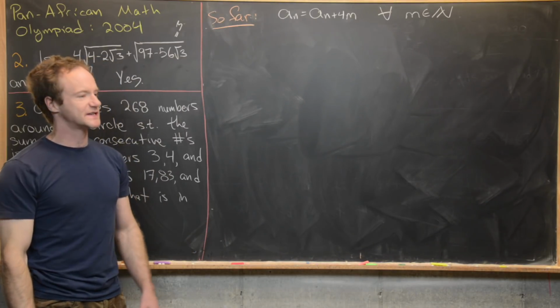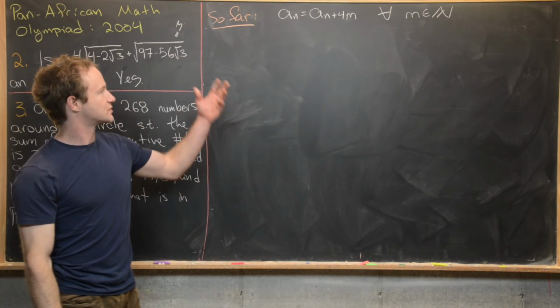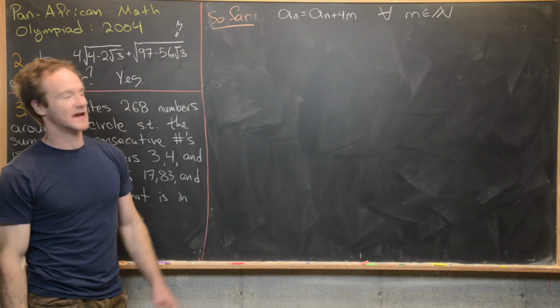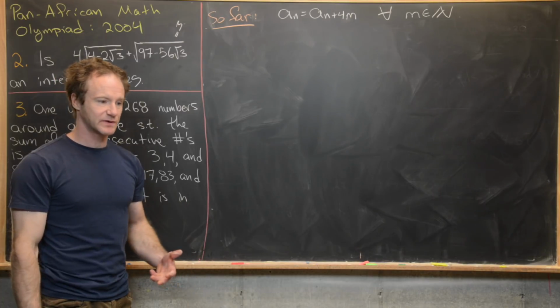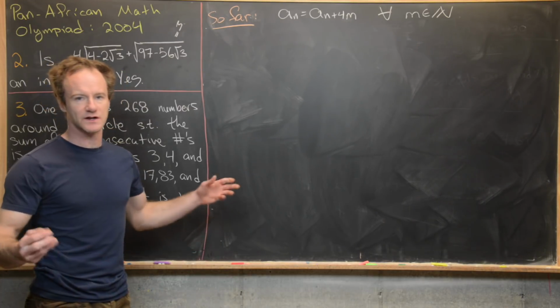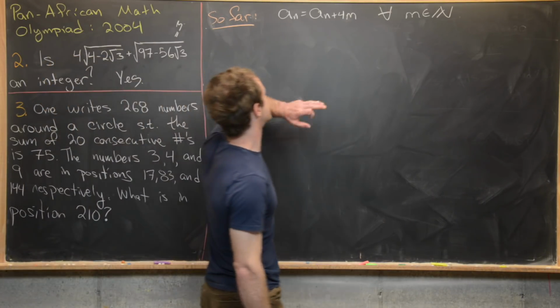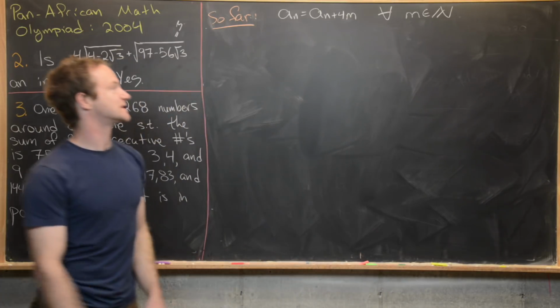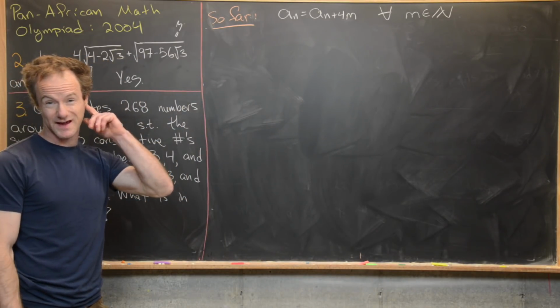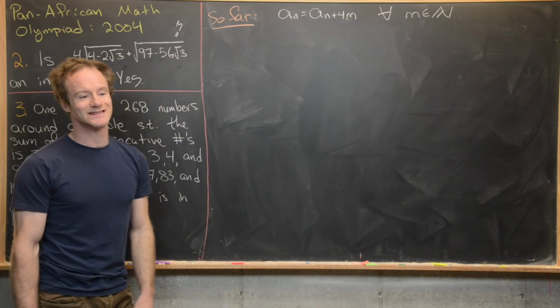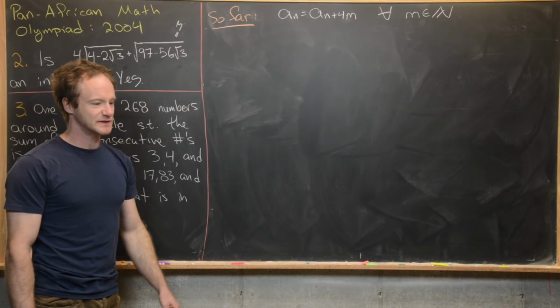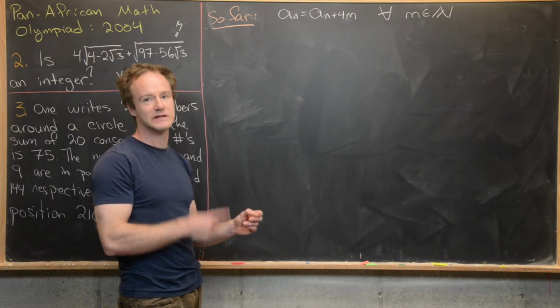So on the last board, we determined that our numbers repeated after every 4 steps. So a sub n was equal to a sub n plus 4, a sub n plus 8, a sub n plus 12, and so on and so forth. So in other words, a sub n was equal to a sub n plus 4m for all natural numbers m. And this here is happening mod 268, and 268 was divisible by 4, so that makes a complete loop.